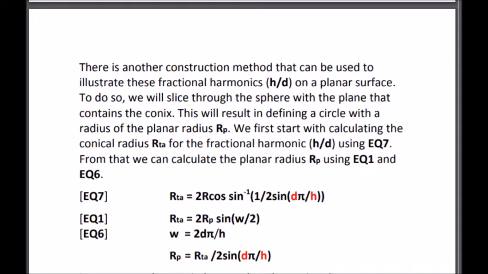To do so, we will slice through the sphere with a plane that contains the conics. This will result in defining a circle with a radius of the planar radius rp. We first start with calculating the conical radius rt from the fractional harmonic using equation 7, and then from that we can calculate the planar radius rp using EQ1 and EQ6.